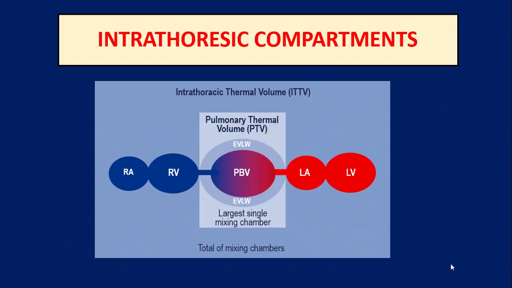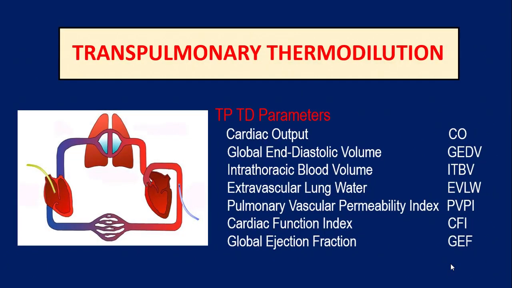This whole, if I combine, is called the pulmonary thermal volume, because as you can understand, in the thoracic area, this all is the thermal volume. Why is it the largest mixing chamber? Because for the RA and RV, although the same blood is traversing from here to here and the amount is the same, this is the largest chamber because it has so many capillaries. So blood has to traverse so many capillaries. So it is the largest chamber area-wise, not volume-wise.